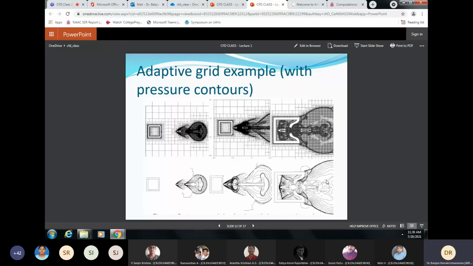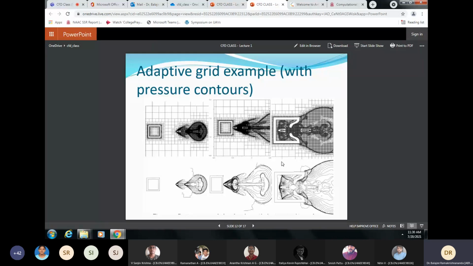So in these areas, you can see there is a smaller number of lines, which means the gradient is less there. And here there are more lines, many things happening, so automatically it is clustered here.